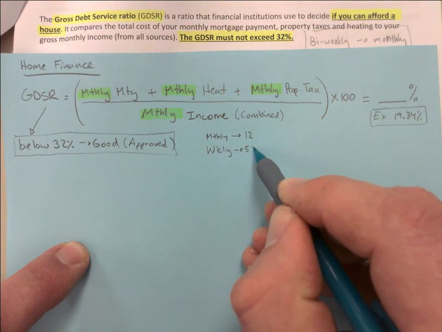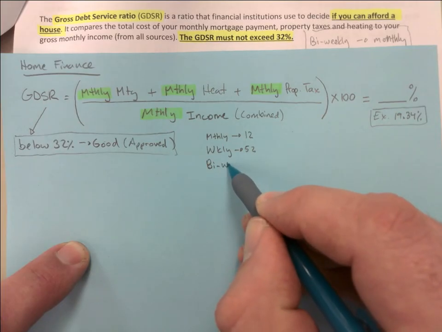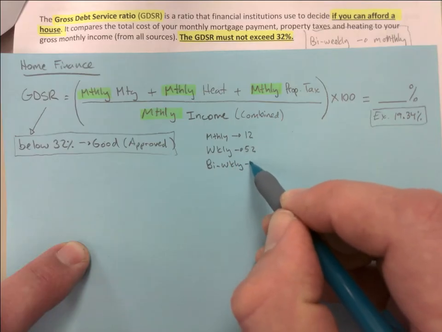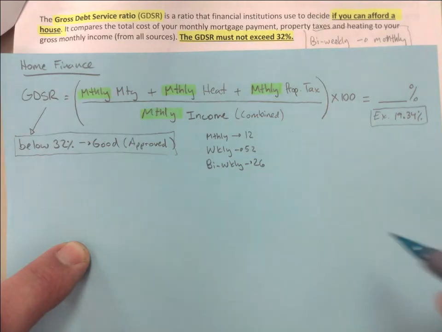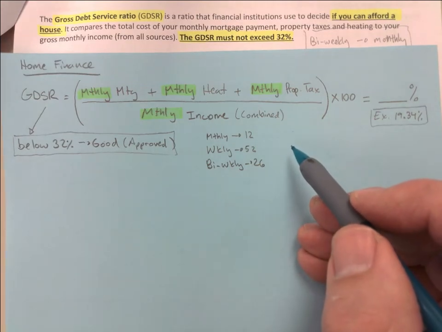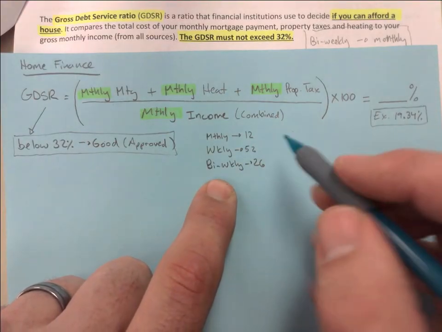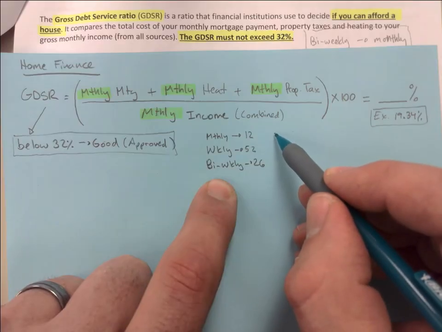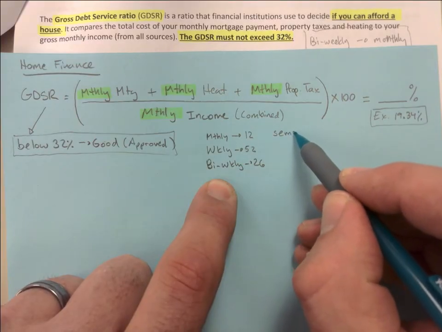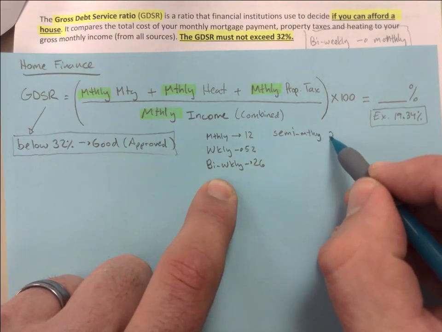Monthly, weekly, bi-weekly, 26. You can also take a picture of this later. I can leave it up here, you can take a picture. Bi-weekly is 26. Semi-monthly is 24.